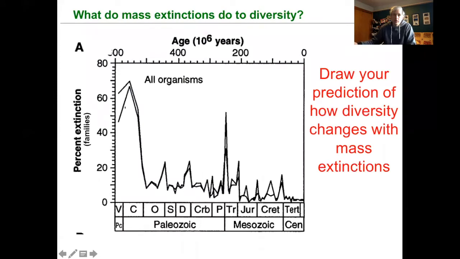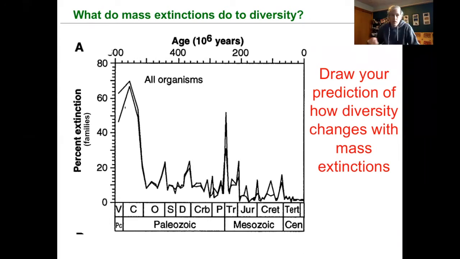So we finished on these two slides last time. We talked about what mass extinctions do to diversity. We showed in the mass extinctions lecture that there have been these 5 mass extinction events, and so we started to think about how diversity changes with mass extinctions.